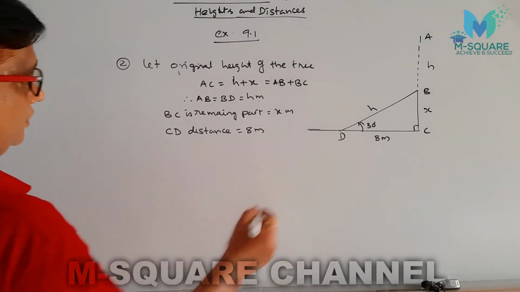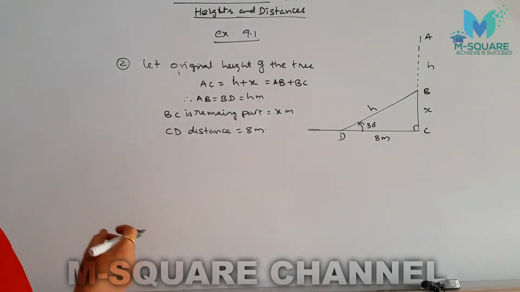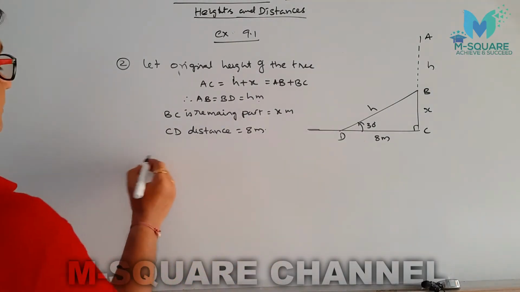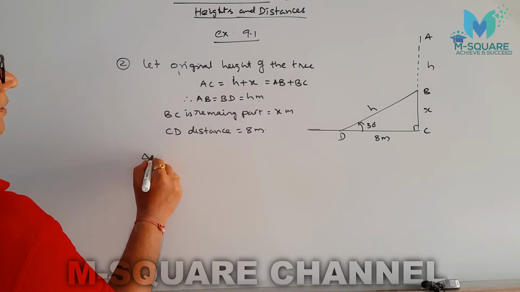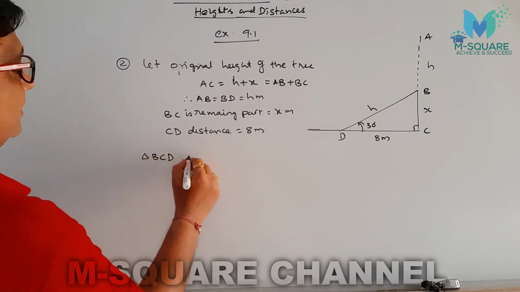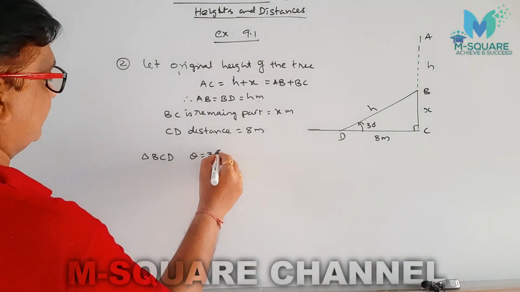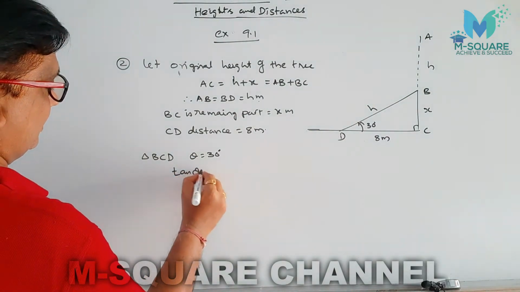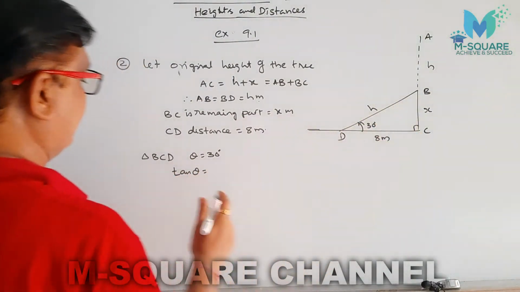So next we are going to find out the x and h values. How? First of all, I am going to take triangle BCD, theta equal to 30 degrees. So I am taking tan theta, and tan theta means opposite by adjacent.